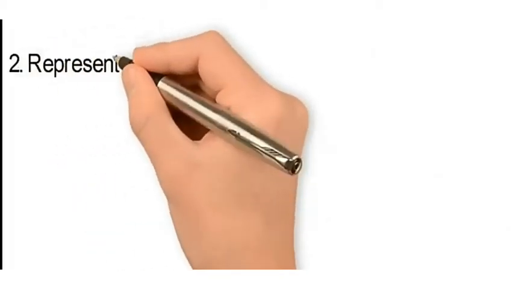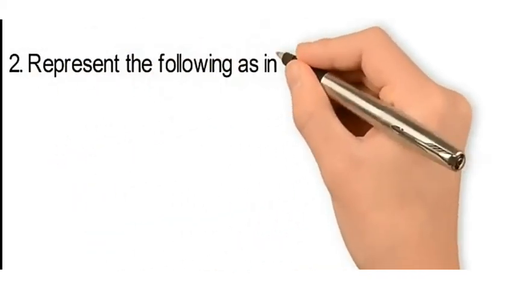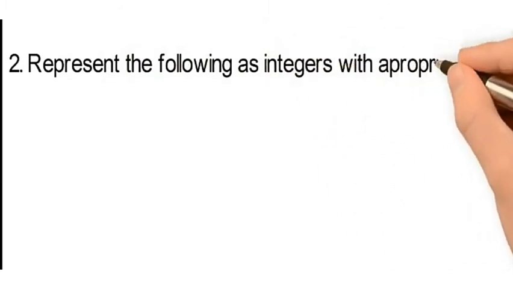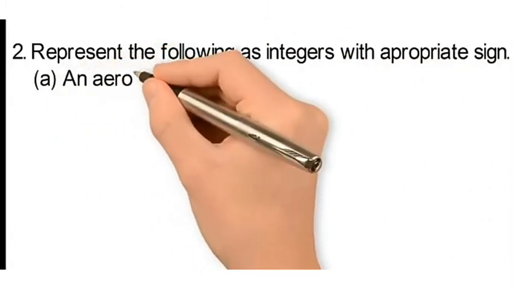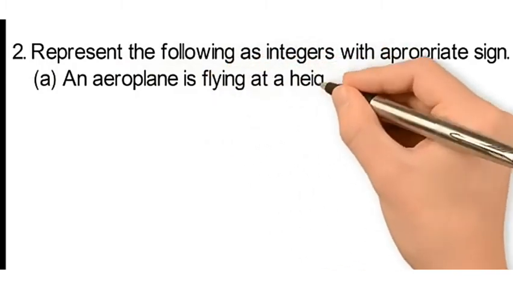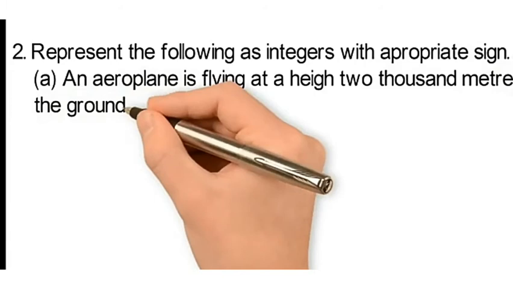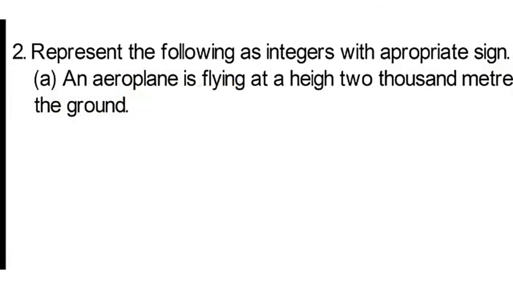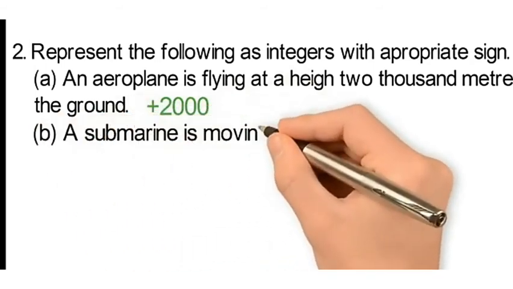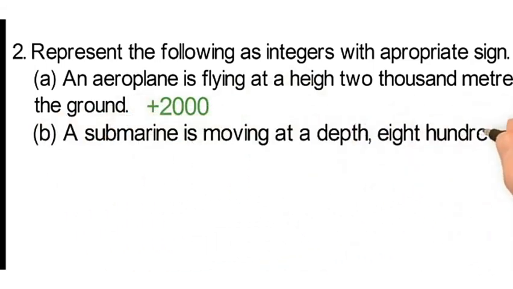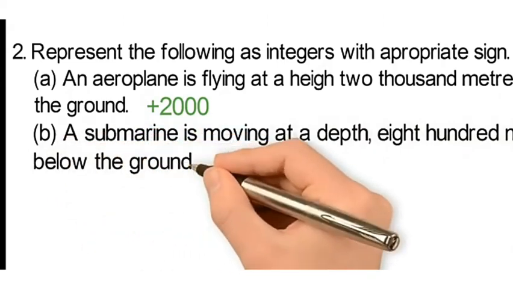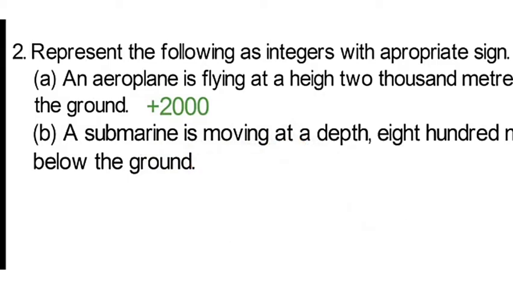Question number 2. Represent the following numbers as integers with appropriate sign. First one. An aeroplane is flying at a height of 2000 meter above the ground. When you say above the ground, it will be positive. So, we can write the answer as +2000. Question B. A submarine is moving at a depth 800 meter below the sea level. When we represent the above the sea level as plus, below the sea level should be minus. So, the answer will be -800.